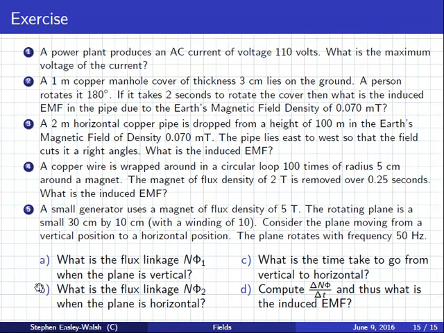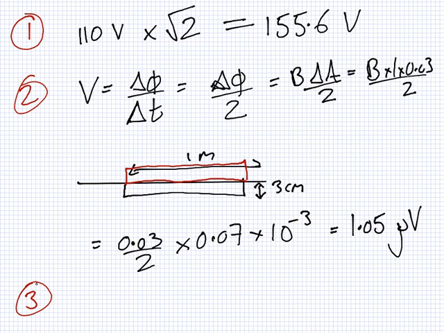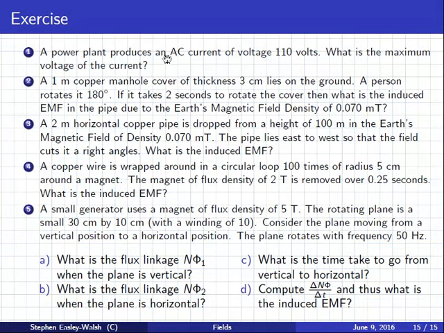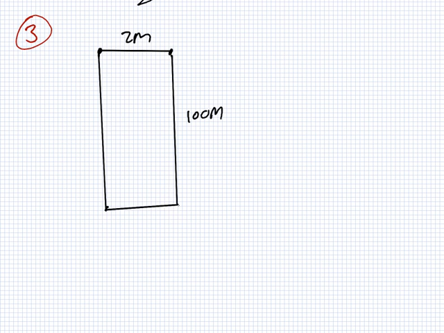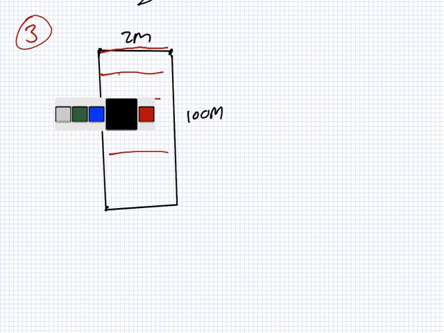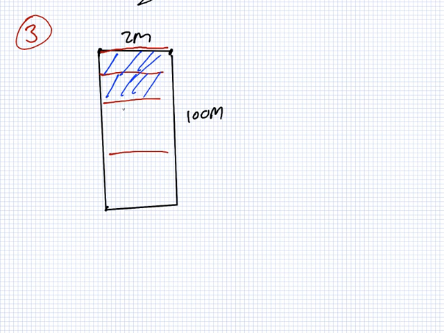A 2 meter horizontal copper pipe is dropped from 100 meters. So what is the EMF here? Okay, can I scroll down? Yeah. So you have your pipe. It's 2 meters, and it's dropped a distance of 100 meters. So clearly here the area is changing. At the very beginning there's no area. Then as the pipe falls through the air, it draws out an area.